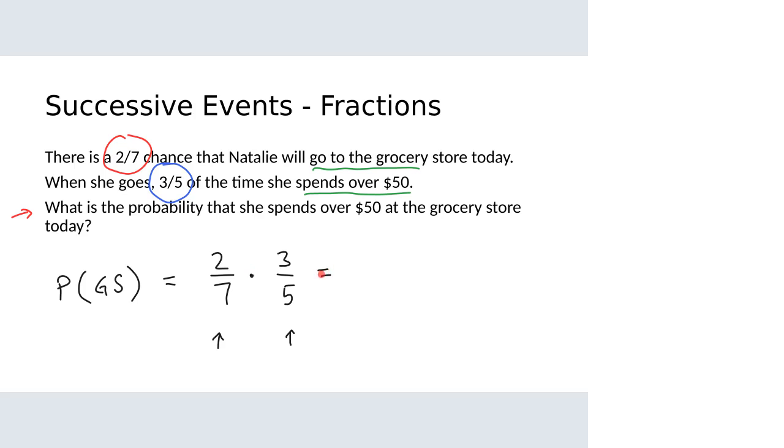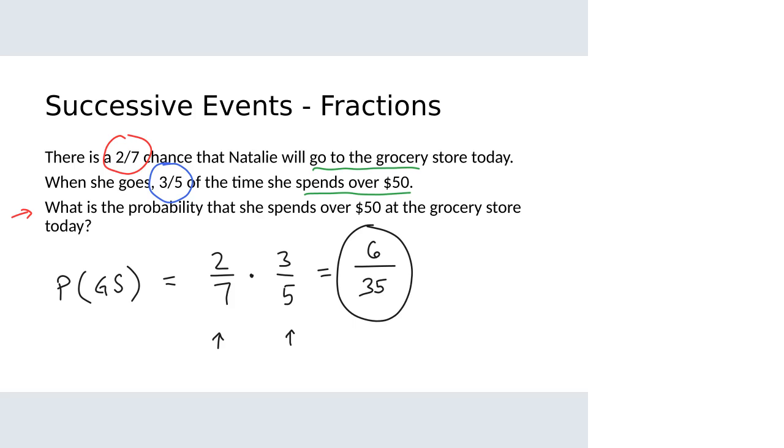We'll multiply our numerators. 2 times 3 is 6. Multiply our denominators. 7 times 5 is 35. So the probability that she's going to spend over 50 at the grocery store today is 6 out of 35. We could convert that to a decimal if we were asked to, but 6 out of 35 is okay here. We weren't told that we needed to do that.